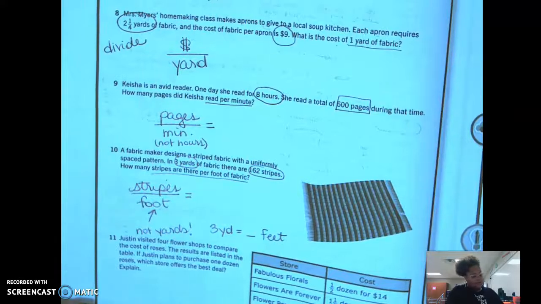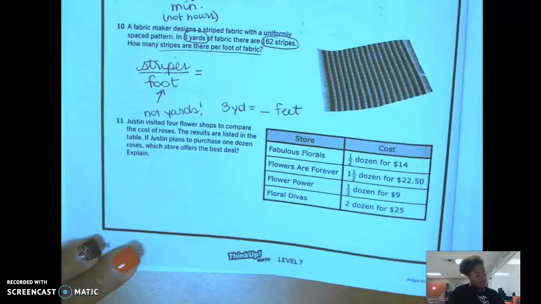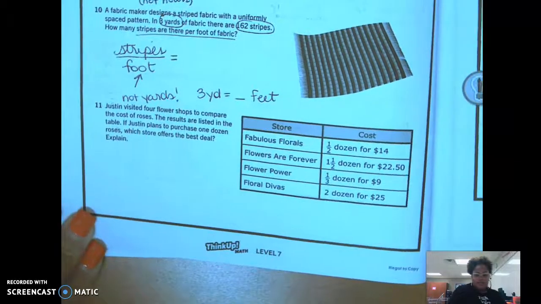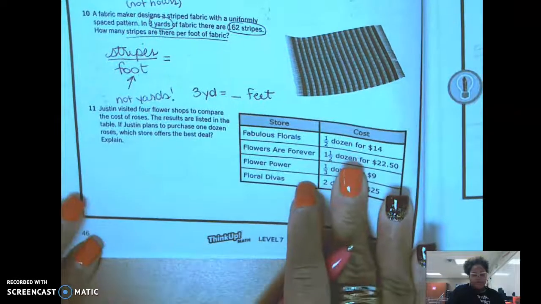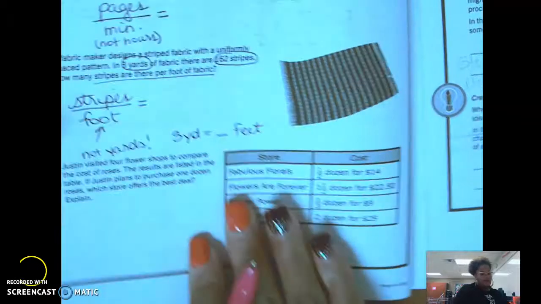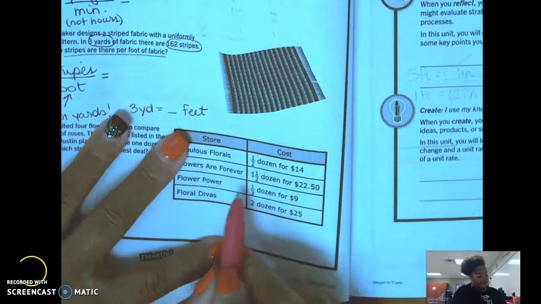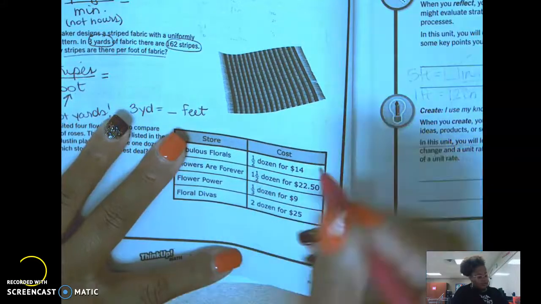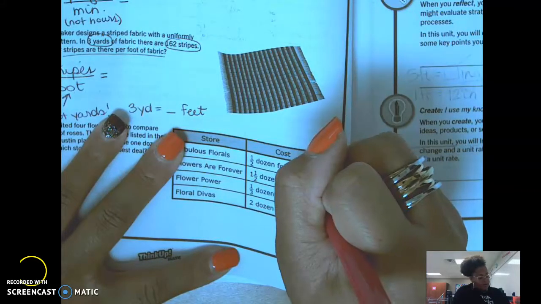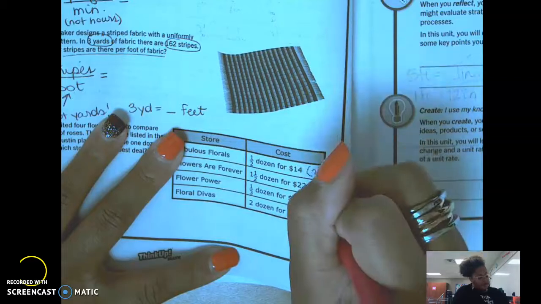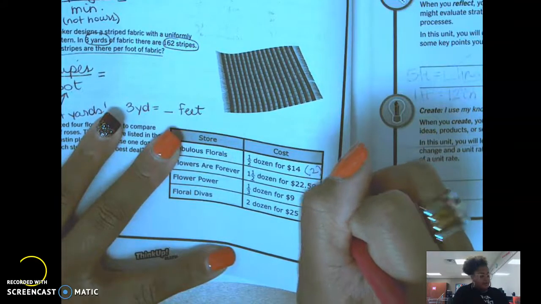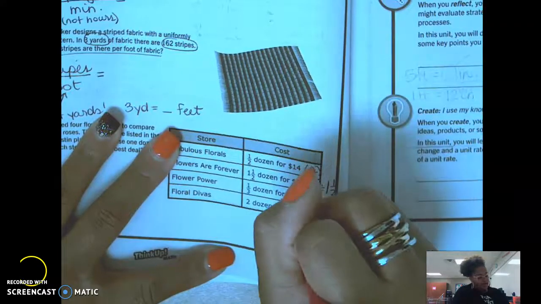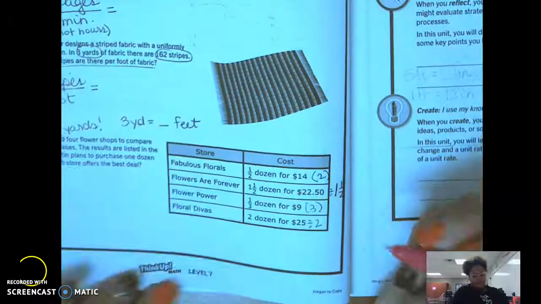And last, Justin visited 4 flower shops to compare the cost of roses. The results are listed in the table. If Justin plans to purchase 1 dozen roses, which store offers the best deal? You need to divide all 4 of these. But this is half a dozen, 1 1/2, 1/3, and 2 dozen. You need to multiply this by 2. Divide this by 1 1/2. Multiply this by 3. And divide this by 2. And that's it.